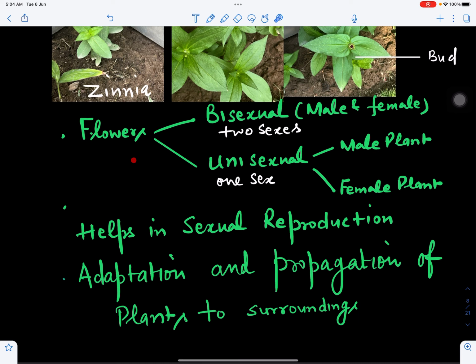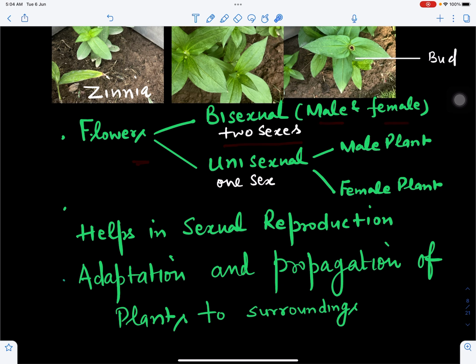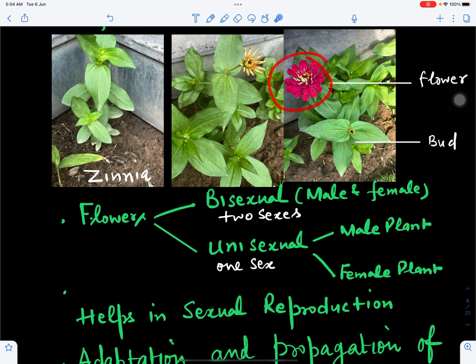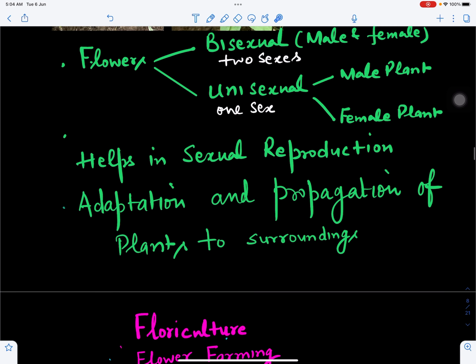Now these flowers can bear two sexes, that is male and female. And when they bear both the sexes, they are called bisexual flowers. Here we can see this is the bisexual flower. But if the plant has male flowers separate and female flowers separate, an example is maize, where the male flower is different and the female flower is different, but they are borne on the same plant. They may be borne on different plants. If only one sex is there, then it is called unisexual.